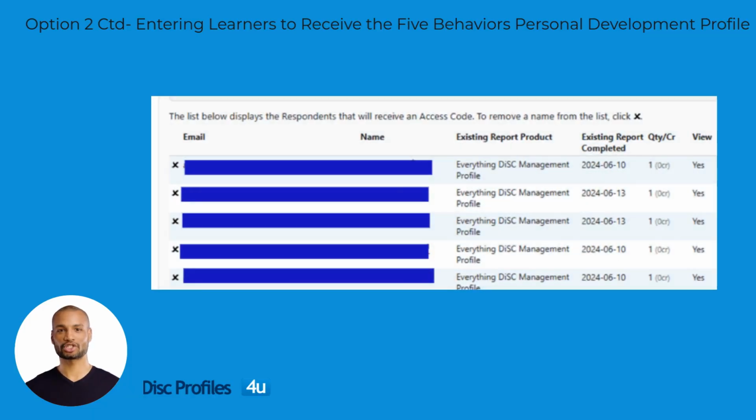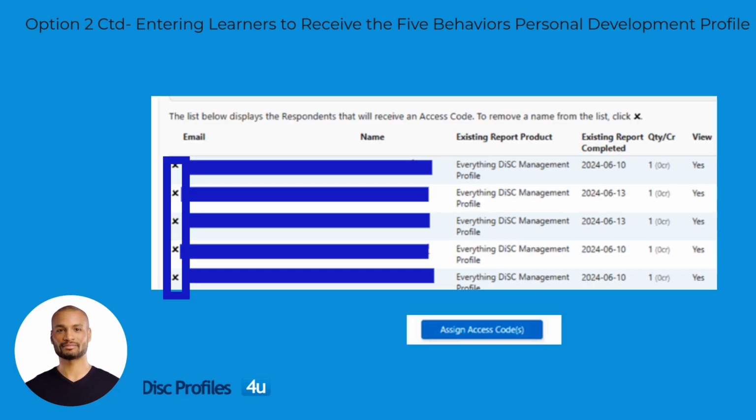Once you upload the list, it should show up similar to this. You are able to click the X on the left of anyone that you do not need to send an access code to. It will also let you know if something needs corrected. Click Assign Access Codes.